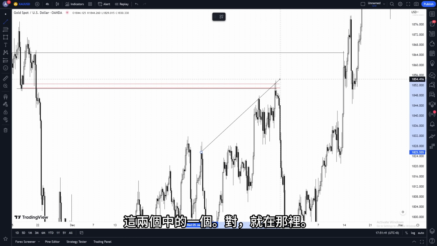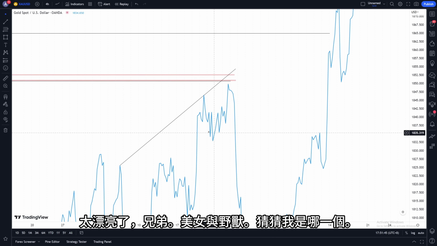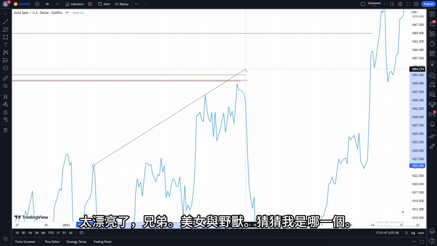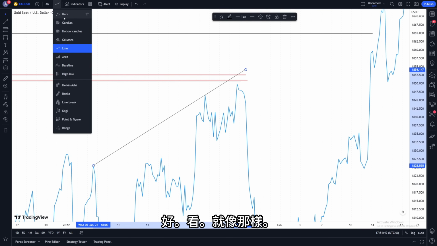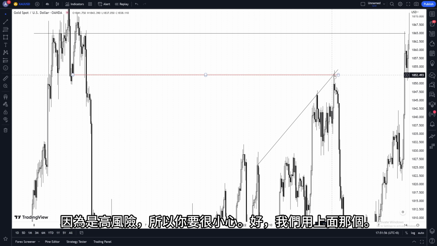And I think there should be a trend line for this one. Either one of these two. Yeah, there we go. Beauty, man. Beauty and the Beast. Guess which one I am. Okay. Look. Just like that. Matches up with this one. Oh, okay, so we can choose the top one because it's a high risk, so you want to be very careful with it. Okay, we can use the top one.